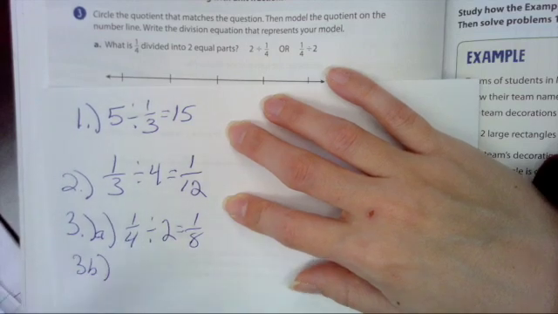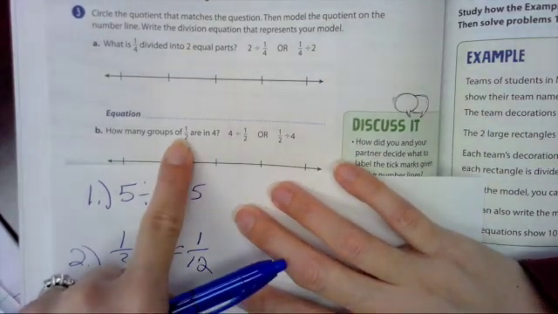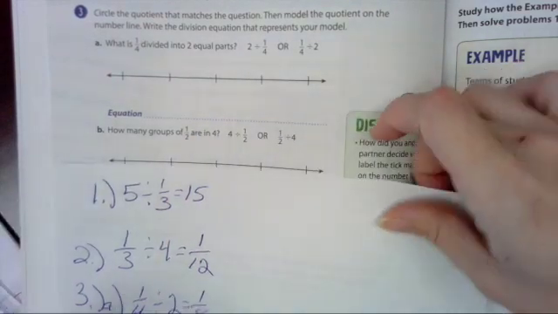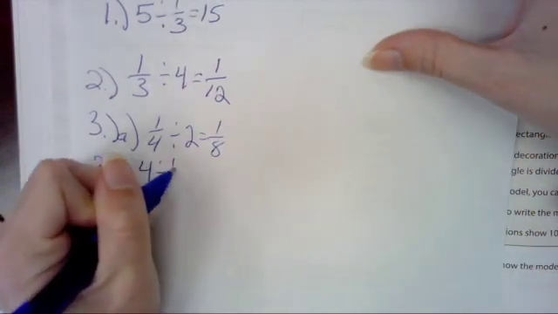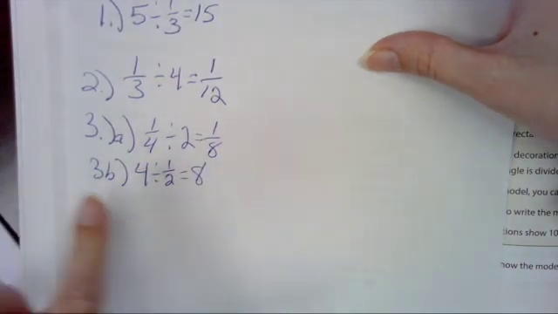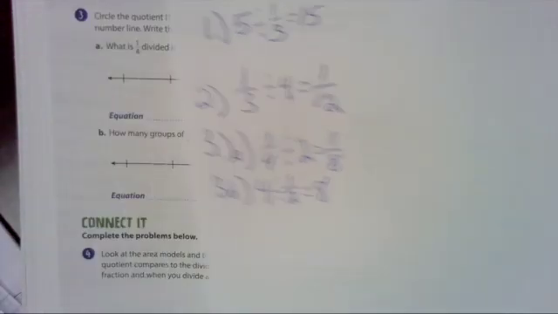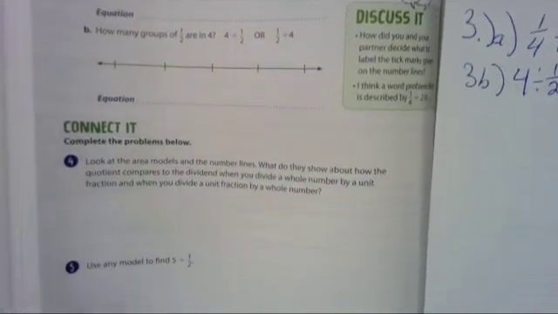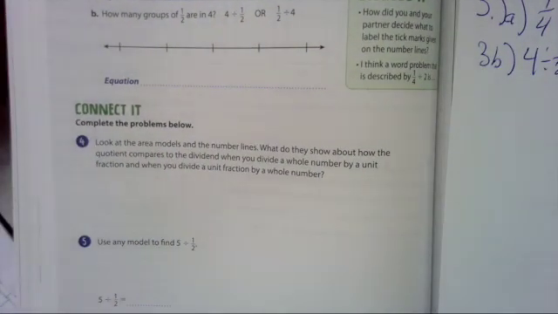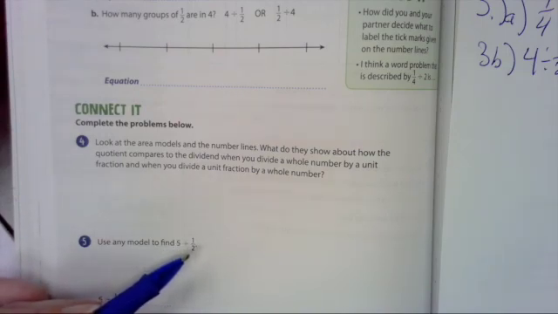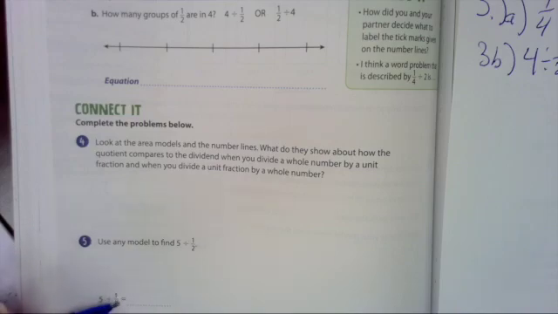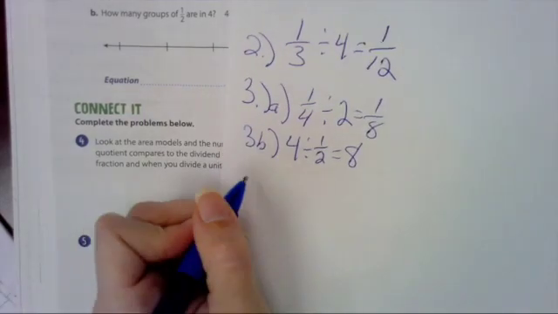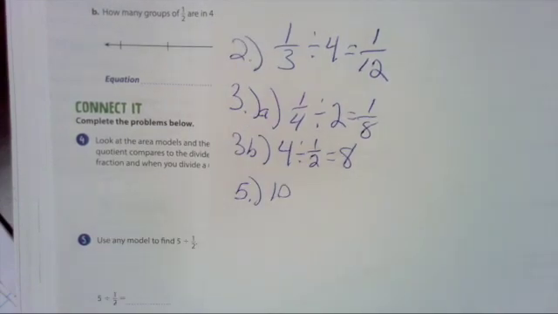And 3b, how many groups of a half are in 4? That would be 4 divided by 1/2. And 4 divided by 1/2 is 8. Start with a whole number, end with a whole number. Number 4, you can skip it, you can cross it off. Number 5, use any model. We're not actually going to use a model, but we're just going to divide. 5 divided by 1/2, that would be 10, because 5 times 2 is 10. You start with a whole number, you end with a whole number. So number 5 is 10.